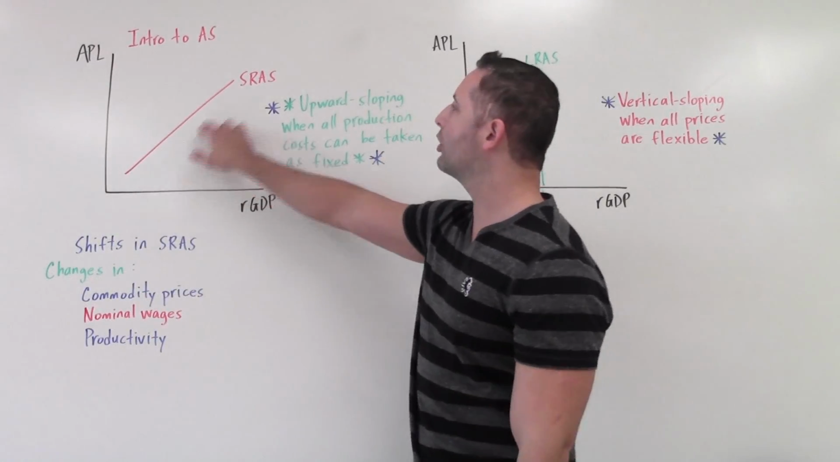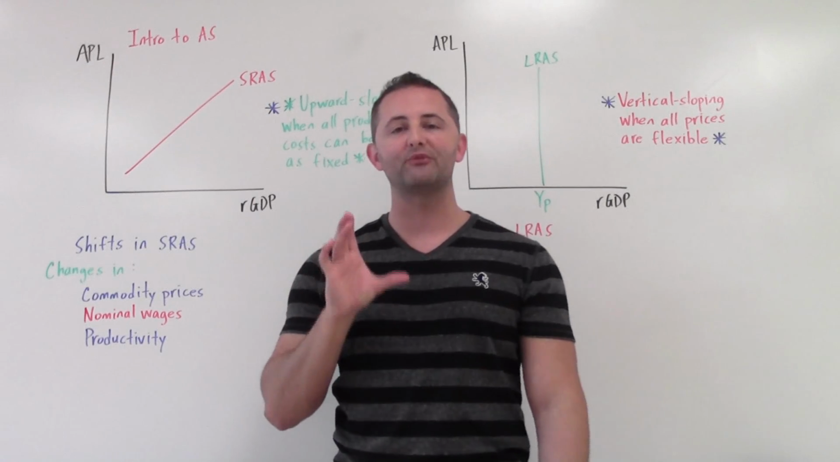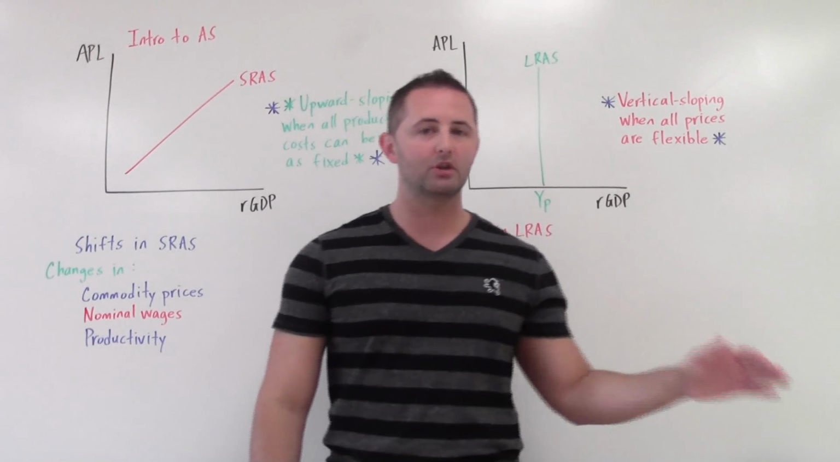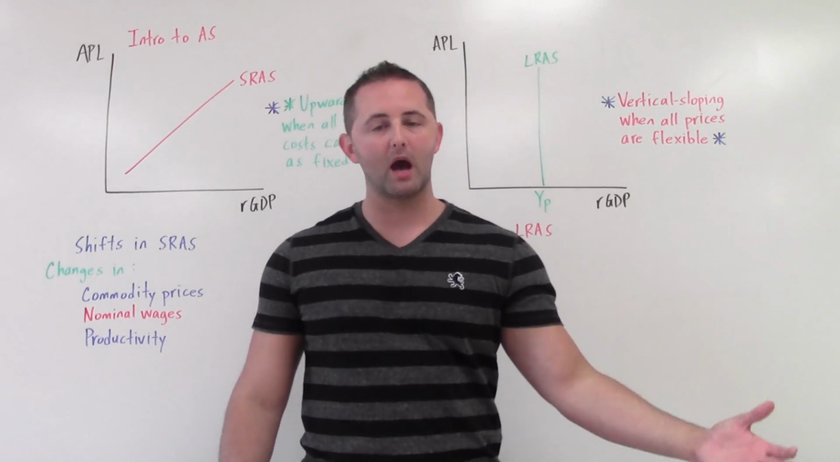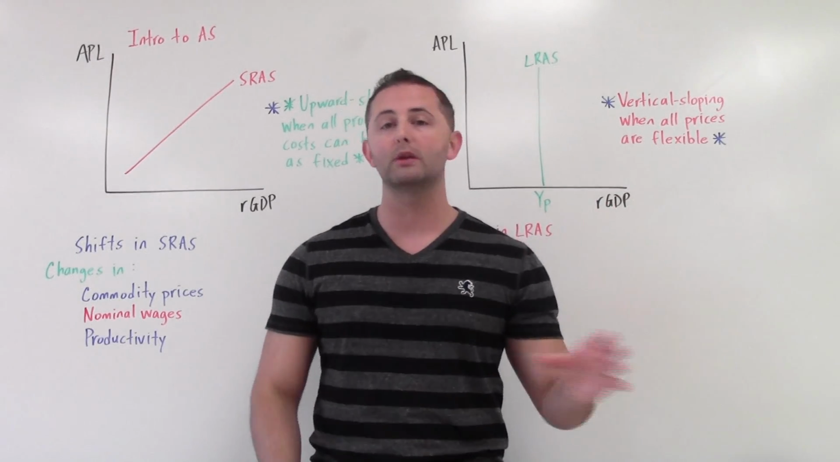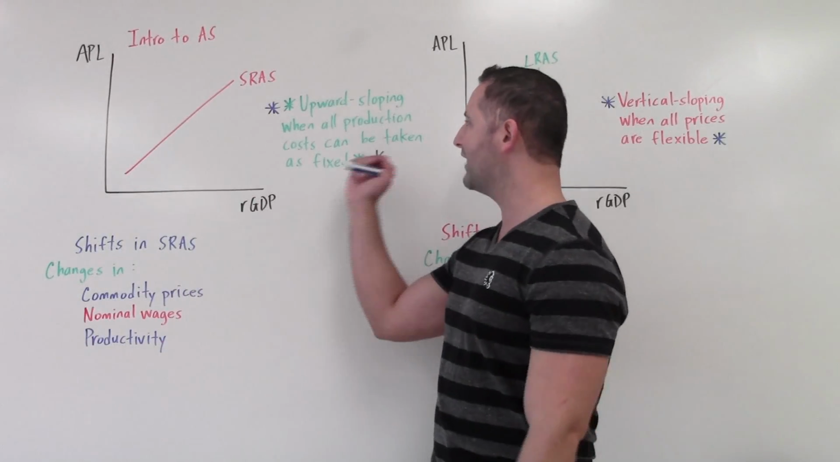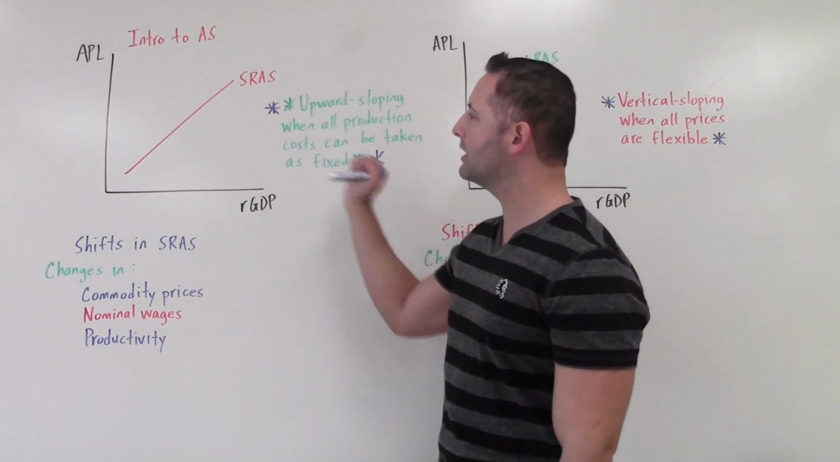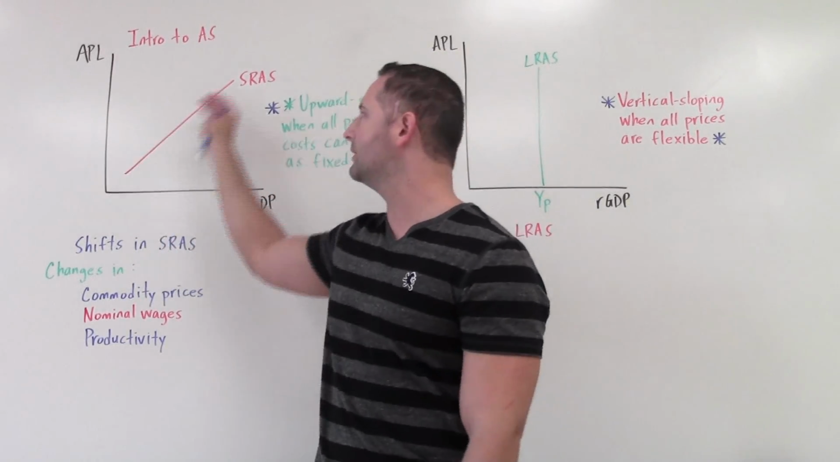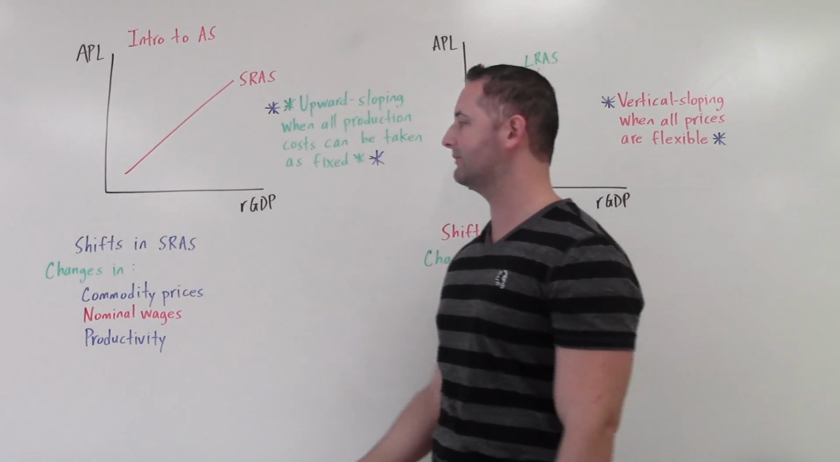On the short run curve, we are taking all of those as fixed, meaning that they are not changing. We are paying the exact same wage to the workers. We're paying the same amount for cotton. We're paying the same amount for renting our machinery or paying our rent. All of those things we're viewing as fixed. And when those costs are indeed fixed, this is what your aggregate supply curve will look like. It will be upward sloping, positively sloping.